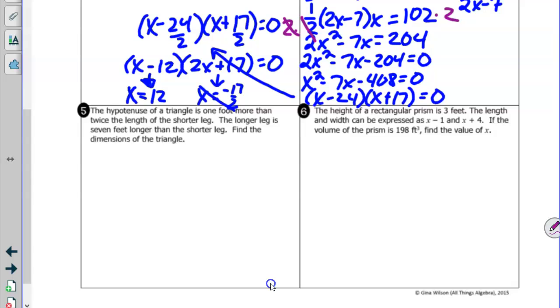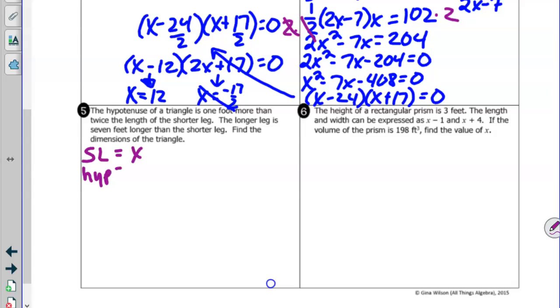Number 5. The hypotenuse of a triangle is 1 foot more than twice the length of the shorter leg. The longer leg is 7 feet longer than the shorter leg. Find the dimensions of the triangle. So we don't find the perimeter, we're finding the dimensions. First, what is it being compared to both times? So which one gets the x? Very good. I'm going to call that SL for shorter leg.